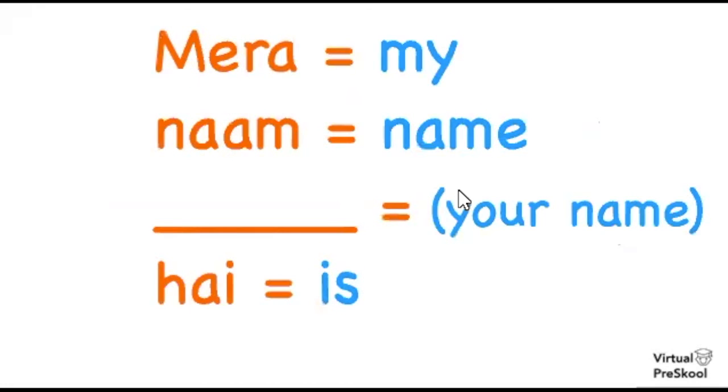And again, if we translate word for word into English, it becomes, my name Samta is. And again, that sounds silly, right? But as I said earlier, the order of the words in Hindi is not the same as English. So, mera naam Samta hai means my name is Samta.